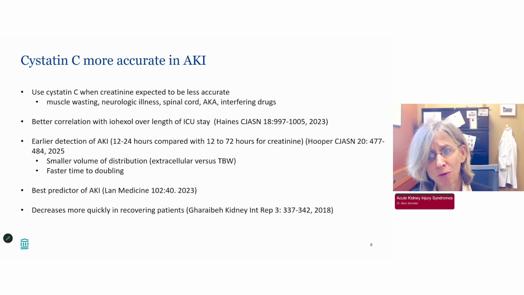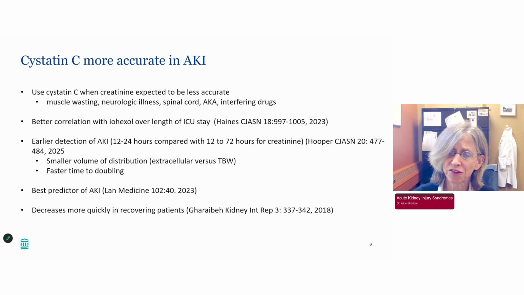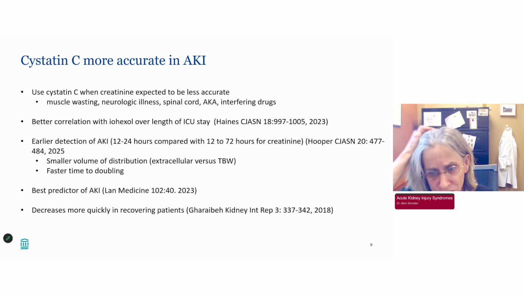We all know when the GFR changes, a functional biomarker that estimates GFR needs to be in steady state before you can make sense of it. Cystatin C gets to steady state much more quickly and allows for a more accurate determination of the GFR. So that is the likely reason: smaller volume of distribution and a faster time to doubling. And this was actually shown in a modeling.